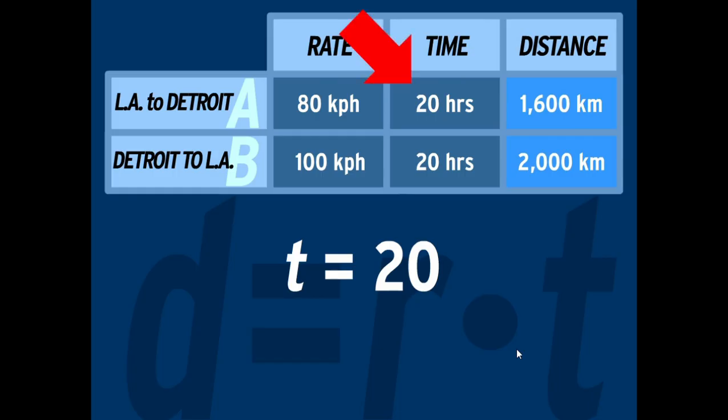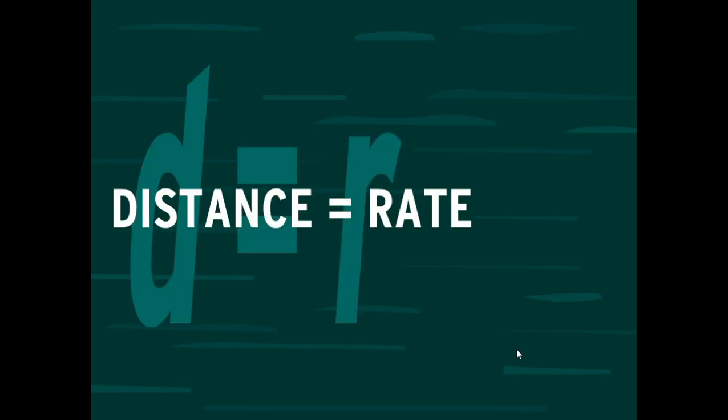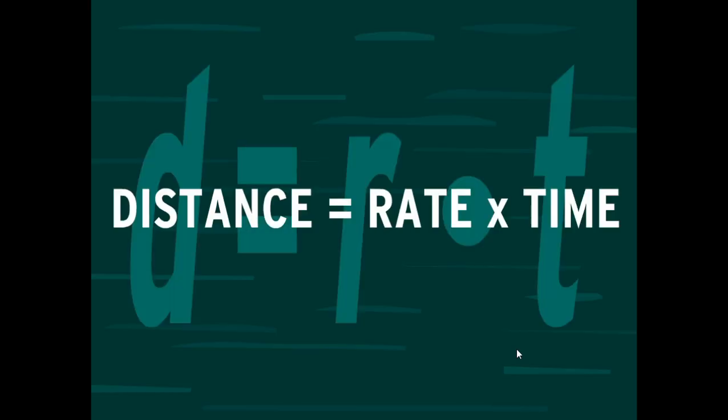So, in 20 hours from the time they left, train A will have traveled 1,600 kilometers and train B will have traveled 2,000 kilometers. They will meet at the point on the track that is 1,600 kilometers from LA and 2,000 kilometers from Detroit. So, our answer is the trains will meet 20 hours after they left. There, just remember that distance equals rate times time, and you'll do okay.